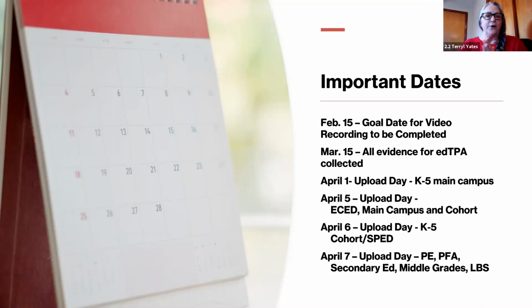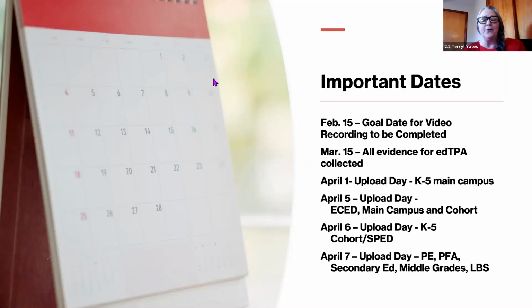About the middle of March, we don't know when exactly, all of the students will go to their second placement. Since they're getting evidence in their first placement, they need to have all of their evidence for their edTPA gathered by the middle of March before they go to the second placement. Otherwise, they're going to be running pretty short of time.